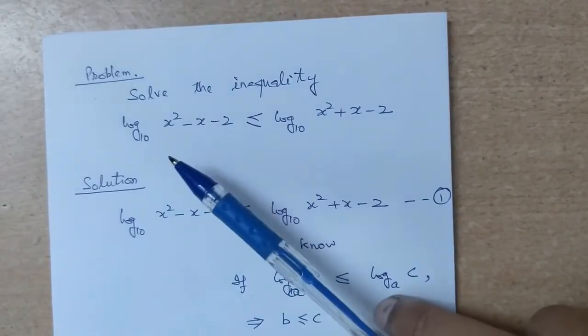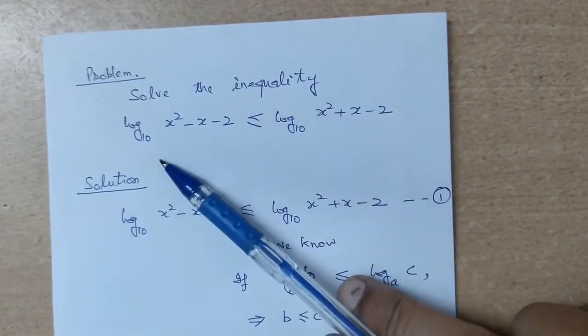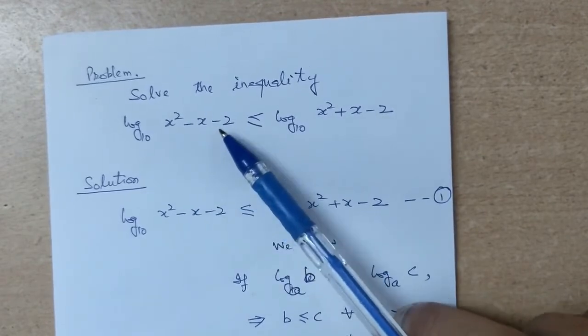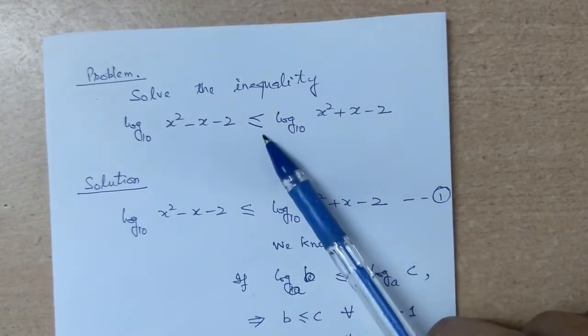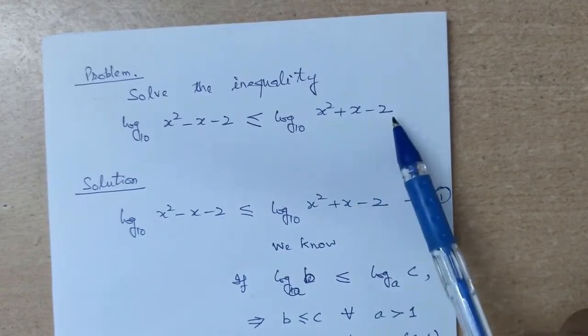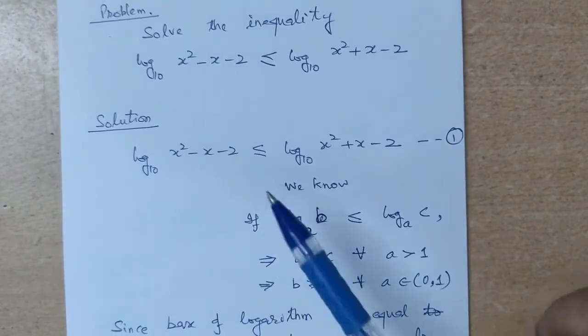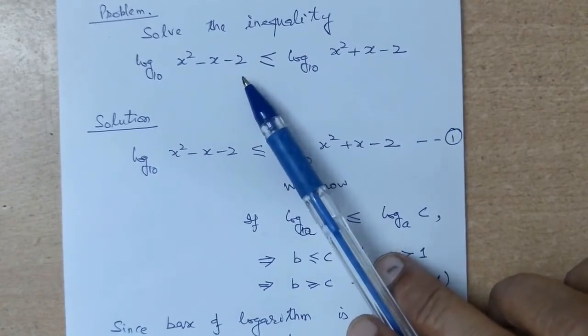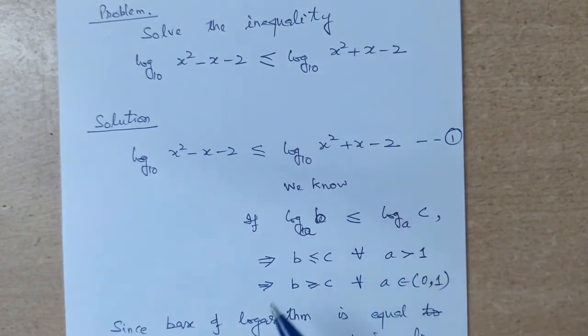Our problem is: solve the inequality log base 10 of (x square minus x minus 2) less than or equal to log base 10 of (x square plus x minus 2). The solution. The given inequality is easy to simplify.